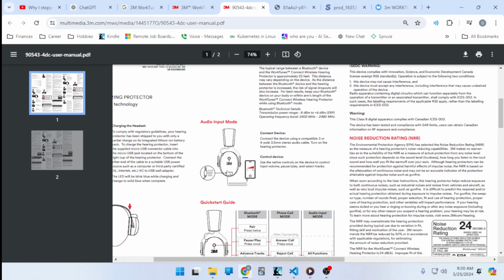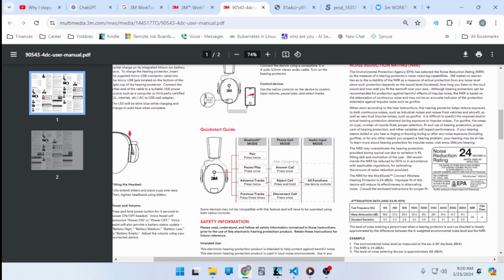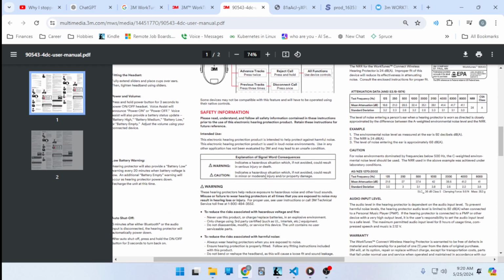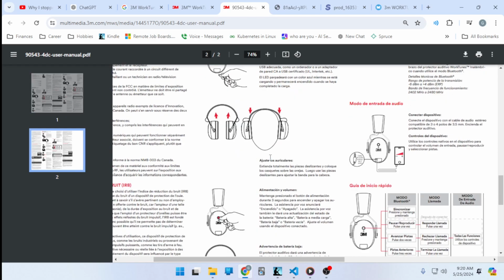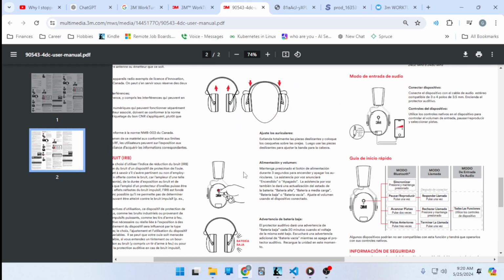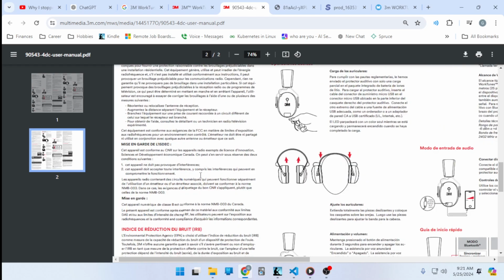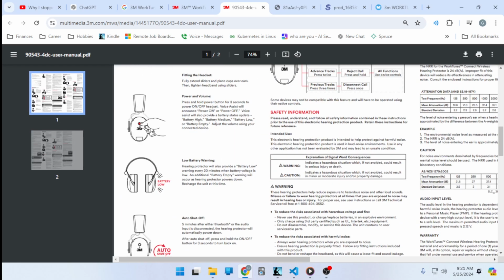So yeah, so audio. So this is audio input mode. That means you can use it with a cable. You don't have to use it with Bluetooth. You have the option to use the cable. This is in another language. So yep, we can fit it.